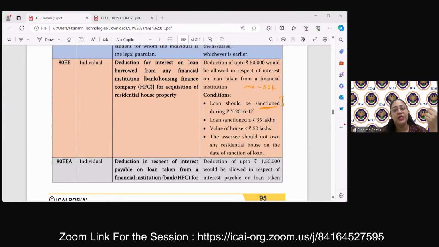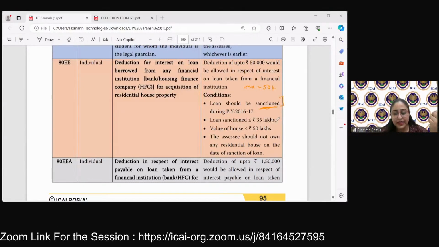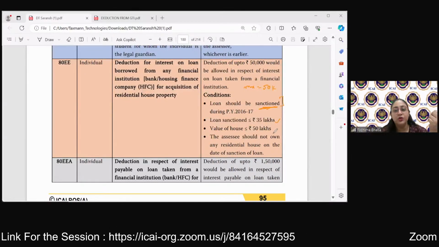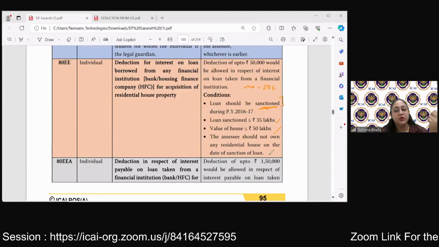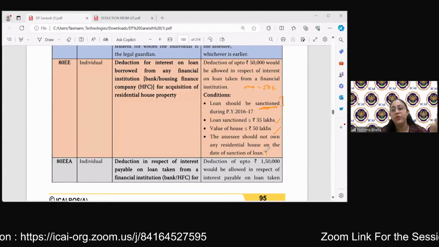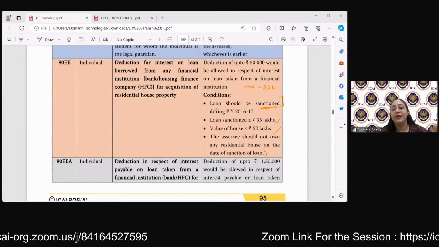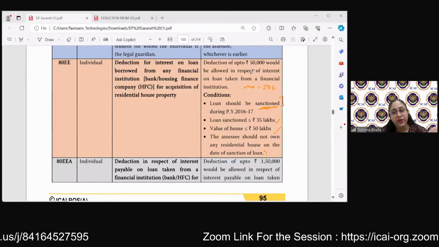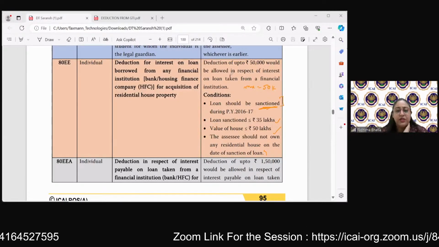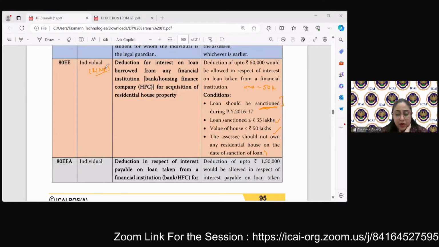Okay. So the sanction date has to be in previous year 16-17. Loan should be less than 35 lakhs. Value of house should be less than or equal to 50 lakhs. And the assessee should not own any residential house on the date of sanction of loan. That means 80EE was introduced for first-time property buyers, so that they can be very excited, because they would be getting an additional deduction of 50,000. Resident or non-resident does not matter.